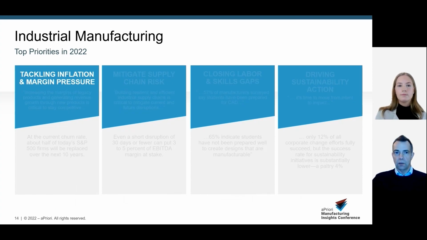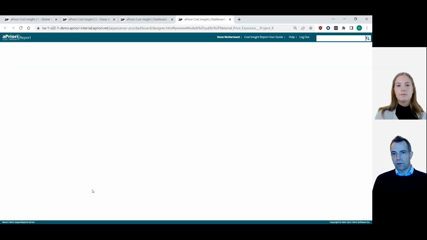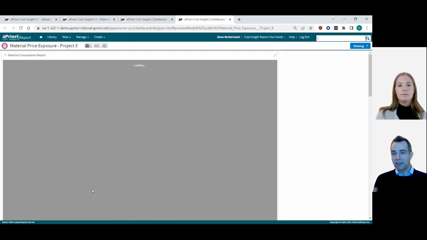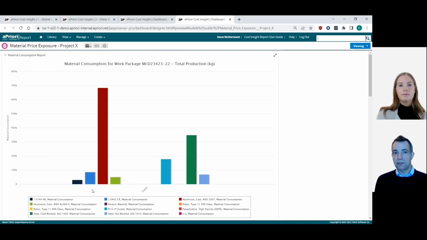So let's look at them one by one. First of all, when it comes to tackling inflation, one of the biggest drivers around this is the cost of material, of course. Material prices have been rising up and down. The volatility of that has created real problems from a margin perspective. So what we can do with ad hoc reporting is look across an entire product or a range of products that we are delivering today to understand what our commitment and exposure is to material.